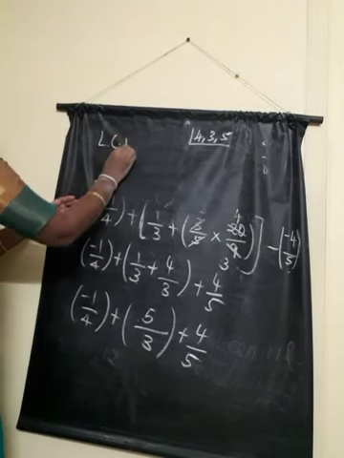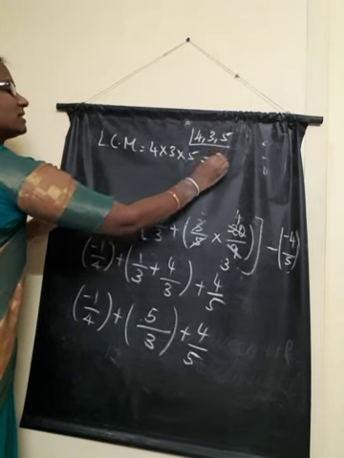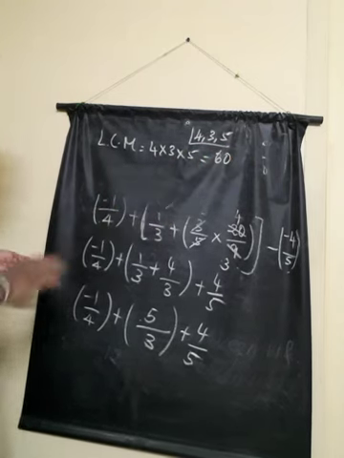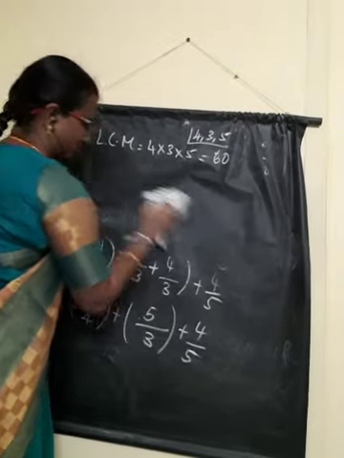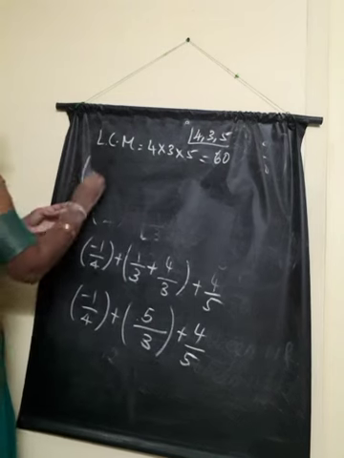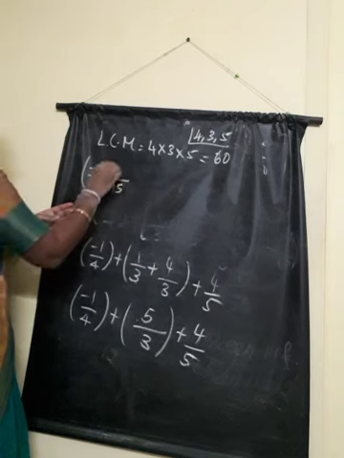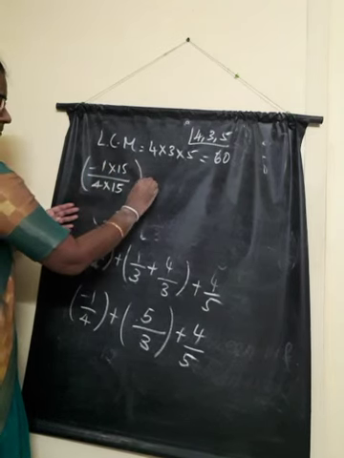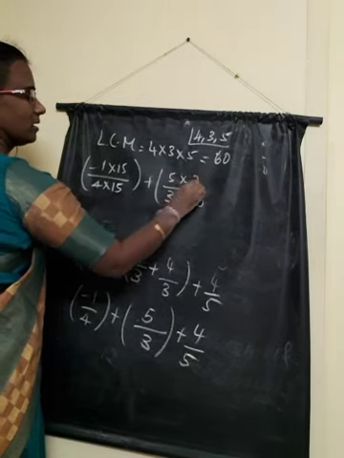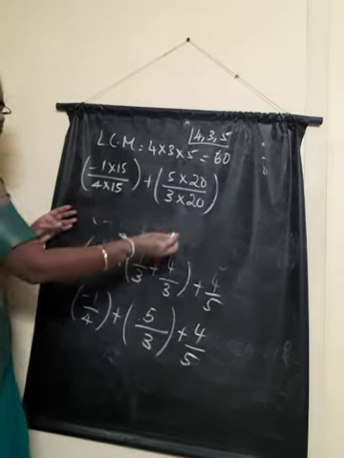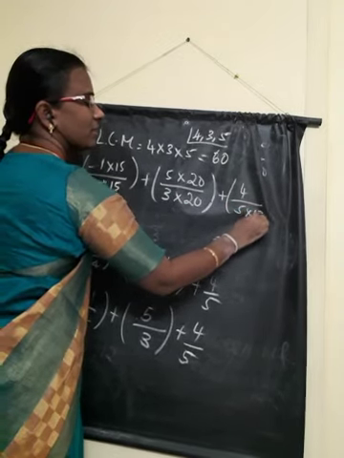So you have to multiply 4 into 3 into 5. 4 3s are 12. 12 5s are 60. So the LCM is 60. So minus 1 by 4 multiply by 15, then only you will get 60. So in the numerator also 15, plus here 5 by 3 multiply by 20, then only you will get 3 20s are 60, plus 4 by 5 multiply by 12.